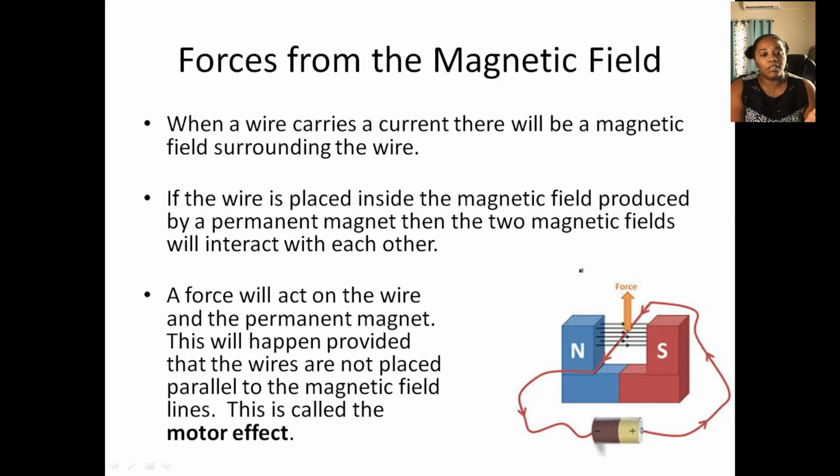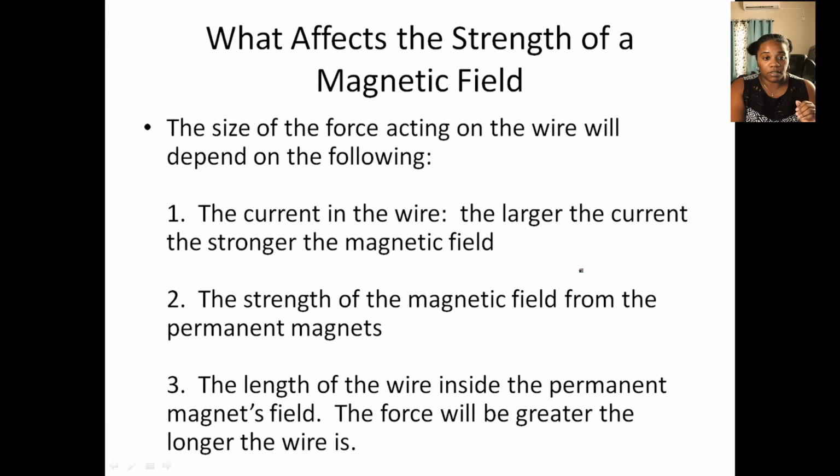So when a wire carries a current, there will be a magnetic field surrounding that wire. So they work together. If the wire is placed inside the magnetic field produced by a permanent magnet, then the two magnetic fields, the one that was already there and the one that's existing between the magnet now, will interact with each other. And this will cause a force to act on the wire and the permanent magnet. This will happen provided that the wires are not placed parallel to the magnetic field lines. So that means it's cutting the field lines, and this is called the motor effect.